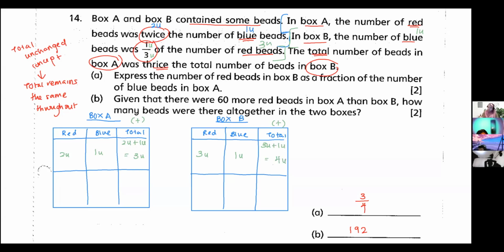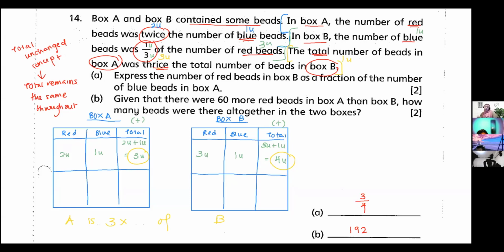Now we go on to the third sentence, the comparison of the total. Okay, so in yellow, the one I bracket in yellow: the total number of beads in box A was thrice. Thrice means 3 units, right? And then the box B is 1 unit. Let's look at that total, here and here. So over here, I want box A to be 3 times of B.